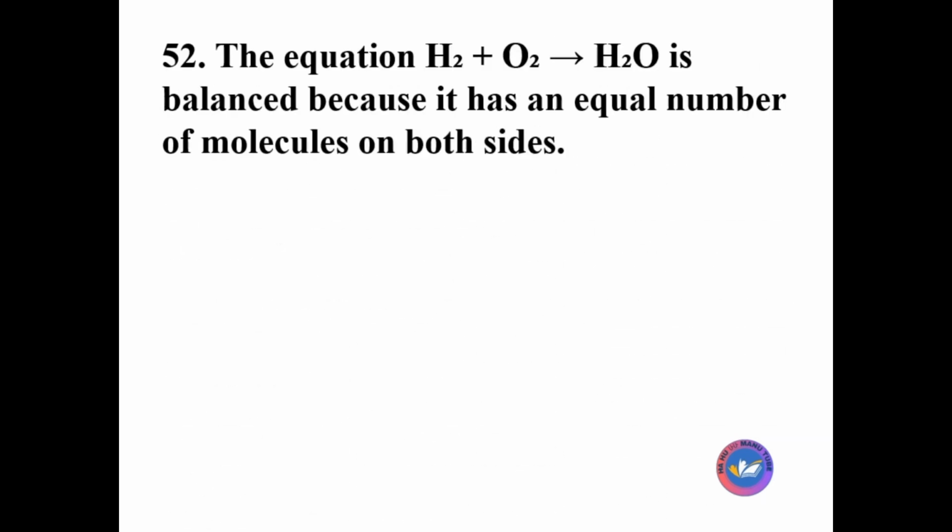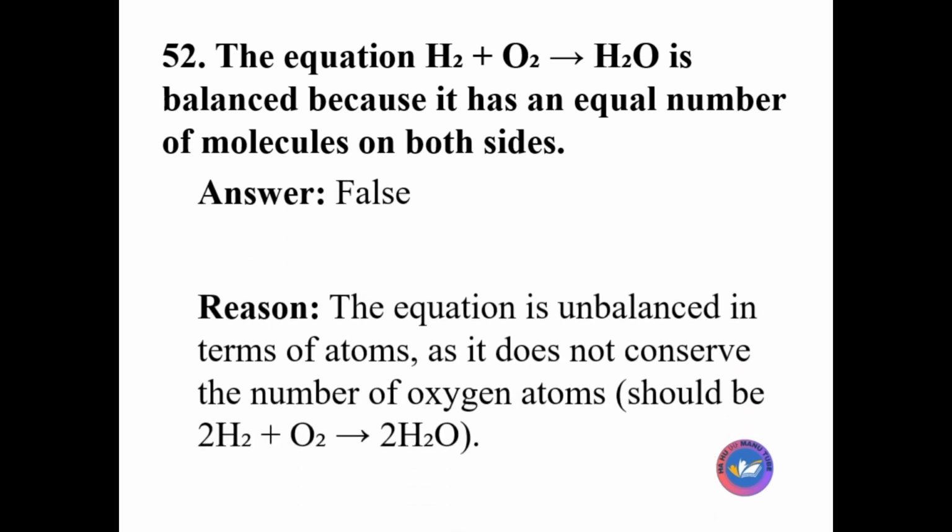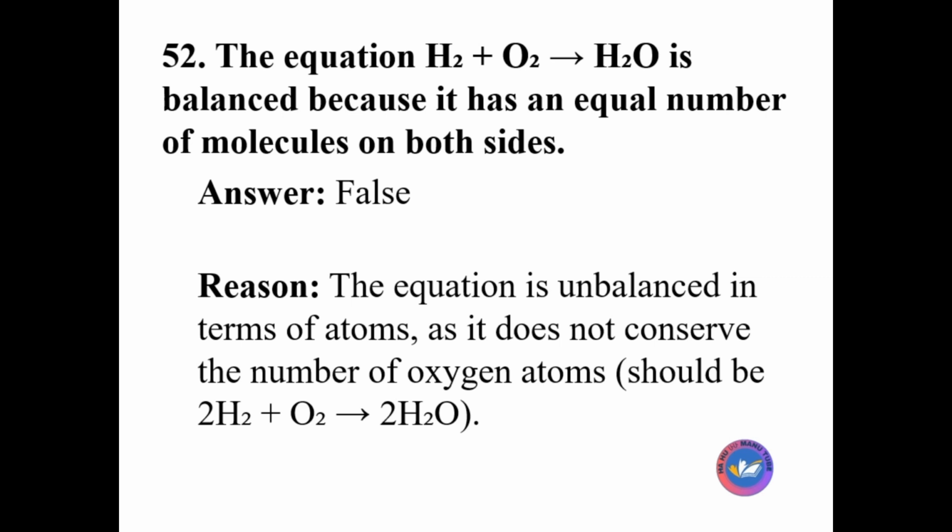Question number 52. The equation H2 plus O2 gives H2O is balanced because it has an equal number of molecules on both sides. The answer is false, because the equation is unbalanced in terms of atoms, as it does not conserve the number of oxygen atoms. Therefore, it should be 2H2 plus O2 gives 2H2O.